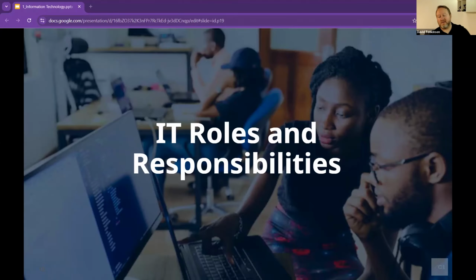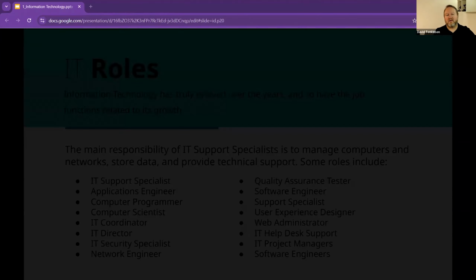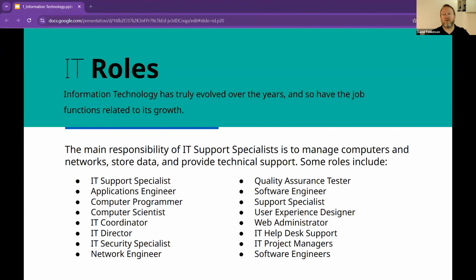Okay, so now we're going to dive into essentially the roles and the responsibilities. So IT, it's the devices such as computers to access information. We kind of went through that. It allows us to create processes, store, retrieve, and exchange a variety of data and information. There's a plethora of roles that you could potentially do within IT. So it's not just based on a particular industry. The main responsibilities of IT support specialists is to manage computers and networks, store data, and provide technical support.